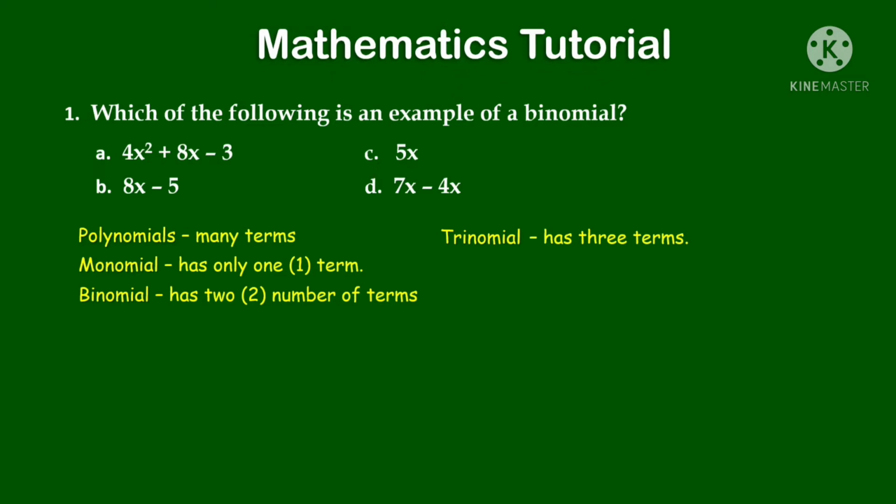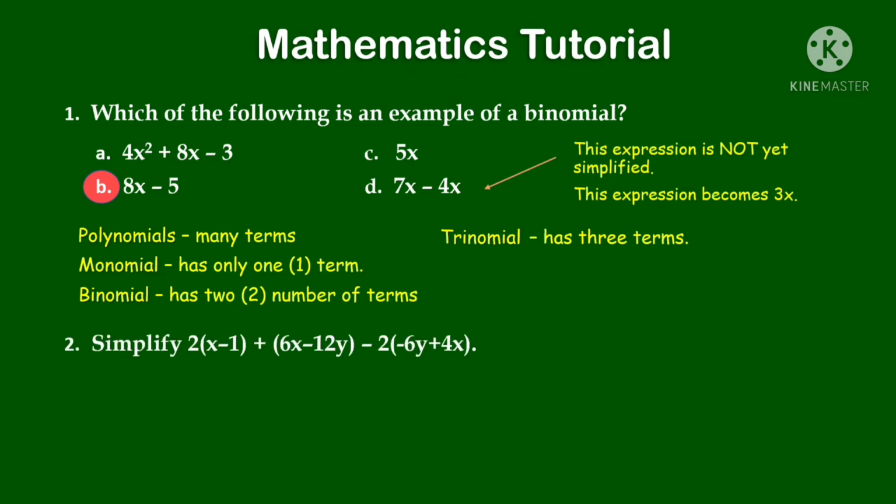So there are 2 choices that we have. Remember how to eliminate the choices. So dalawa na lang ang pagpilian natin. However, the letter D is not yet simplified because we can still subtract 7x and 4x and it becomes 3x. Therefore, the correct answer for that is letter B. So that is a binomial term.